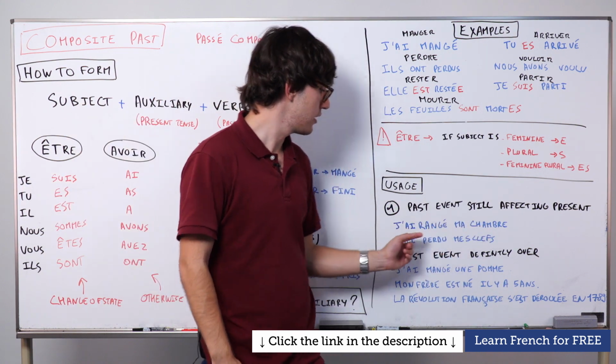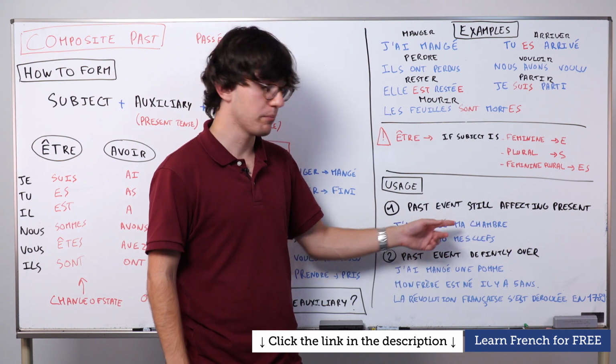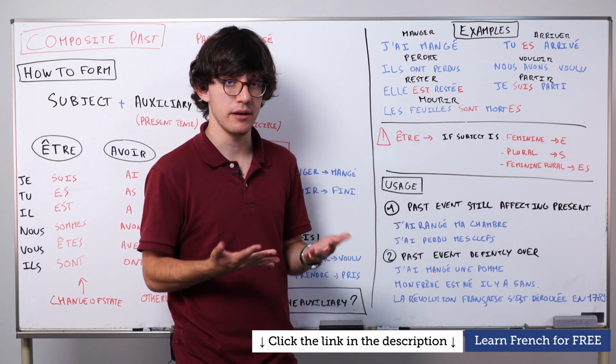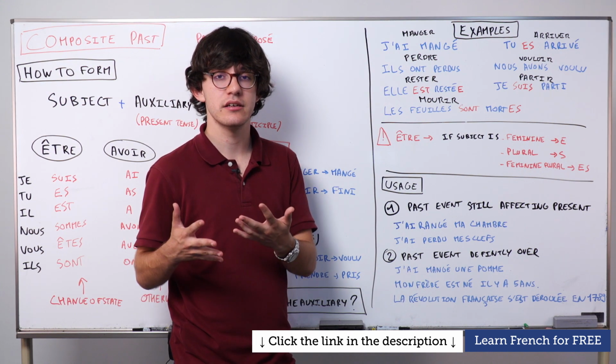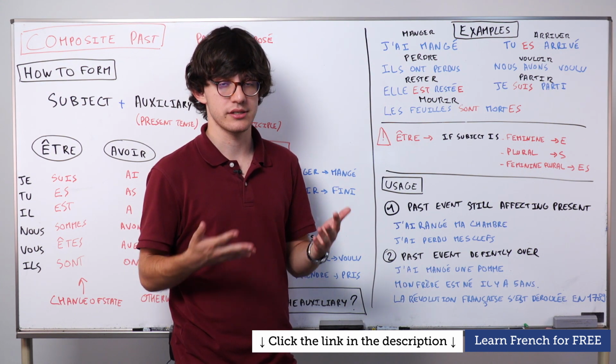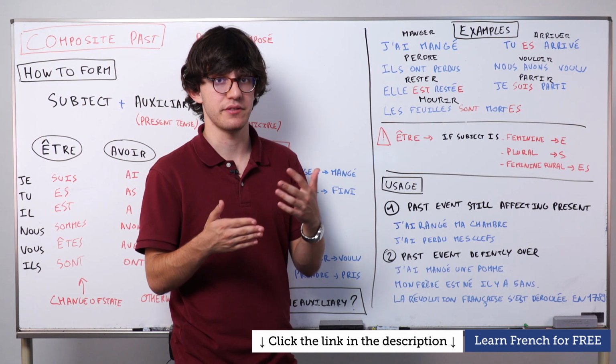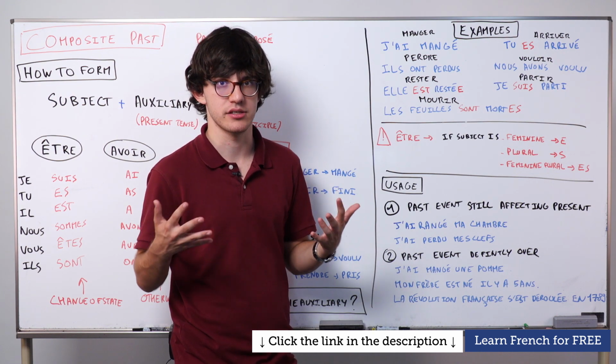So this is one of the first examples. And the second one is j'ai perdu mes clés. So it's really similar. J'ai perdu mes clés. I lost my keys. It means that you lost them, but you still haven't found them again. So they are still lost.